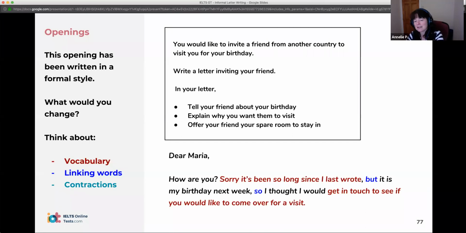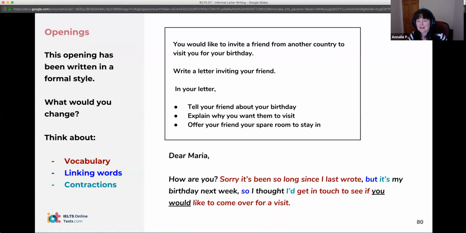We've got it's been, so we've got it has, we've contracted. Okay, very good. So it's, I'd, and you'd. Okay, so make sure that you're using all of the kinds of contractions that you would use if you were speaking to someone. So vocabulary, the way that you link the ideas, and using contractions, those are all key things to remember to make sure that it's informal.